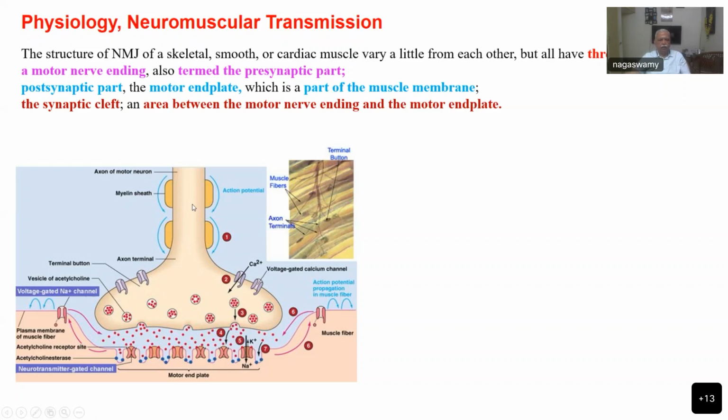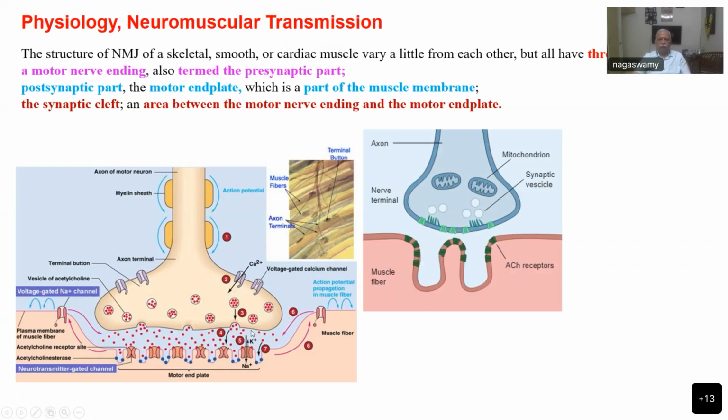And this neuromuscular transmission is mainly an electrochemical transmission. So the electrical part comes up to where there is a myelin. Beyond that, it is chemical, where acetylcholine is released into the synaptic cleft, and then it goes and occupies the receptors on the motor end plate side.